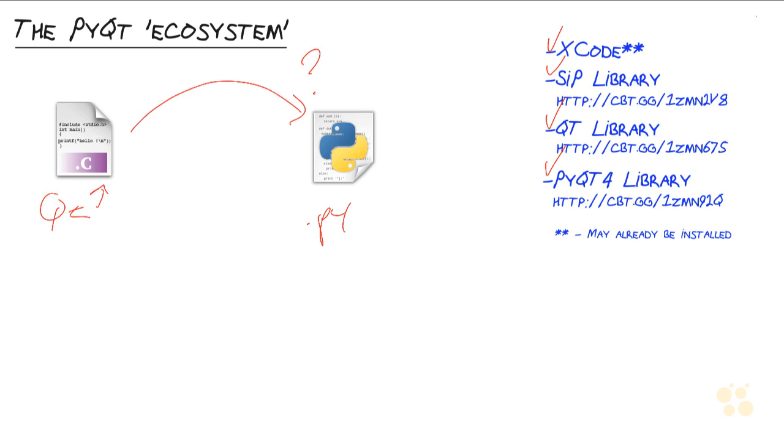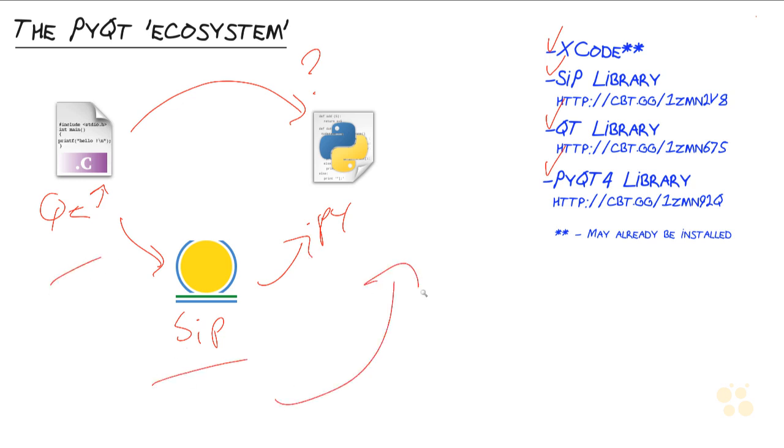And the answer is SIP, which also comes from Riverbank Software. And SIP is just a translator for C libraries into Python. In this case, we're going to use it to translate Qt into PyQt. And all of this has to be compiled on our machine itself, and that's where Xcode comes into play, so that we can compile these libraries and install them into Python without a problem. Let's go ahead and take a look at how to do that now.